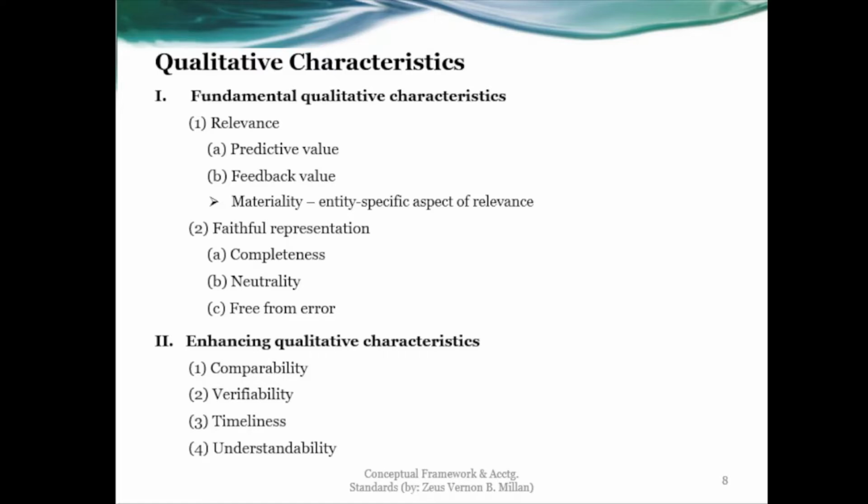When talking about relevance, you have either predictive value or feedback value, and then it also talks about materiality, which is the entity-specific aspect of relevance. Now, under faithful representation, it made mention of completeness, neutrality, and free from error. Now, the second type is the enhancing qualitative characteristics, which talks about comparability, verifiability, timeliness, and understandability.